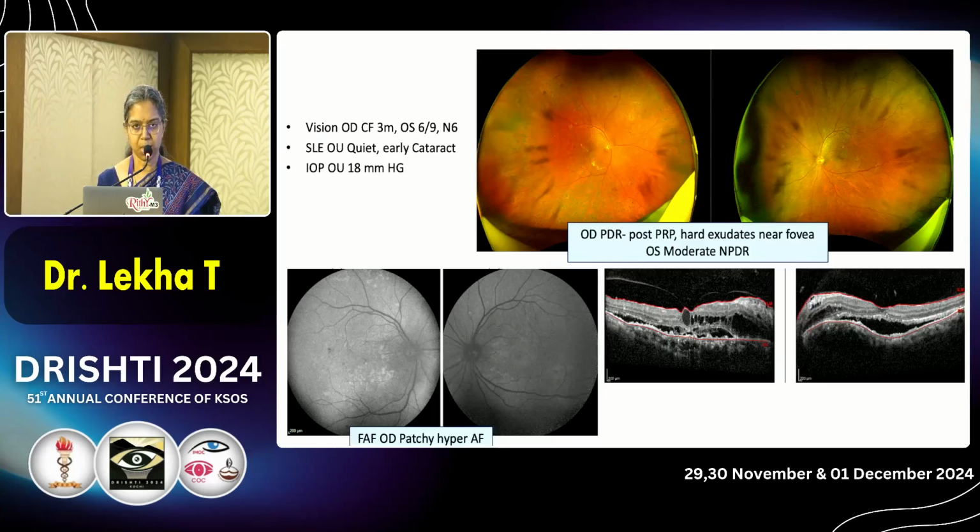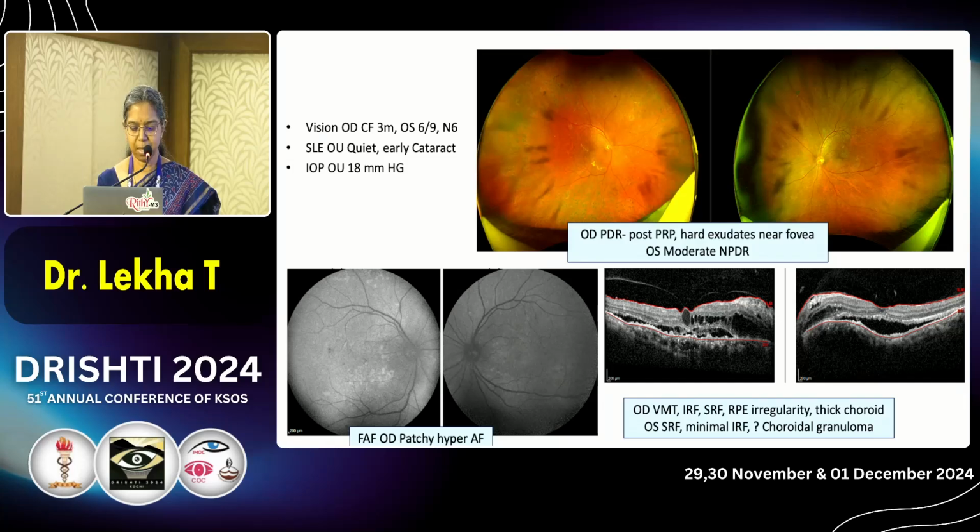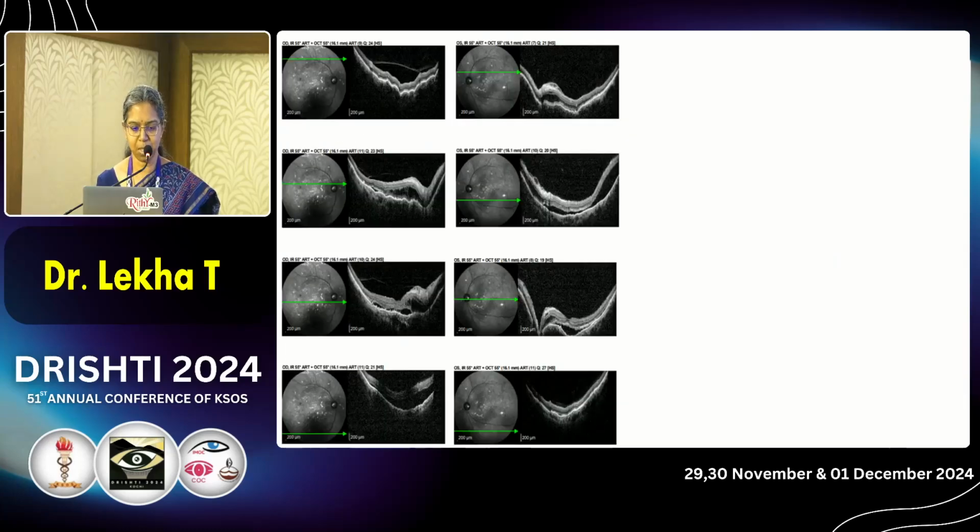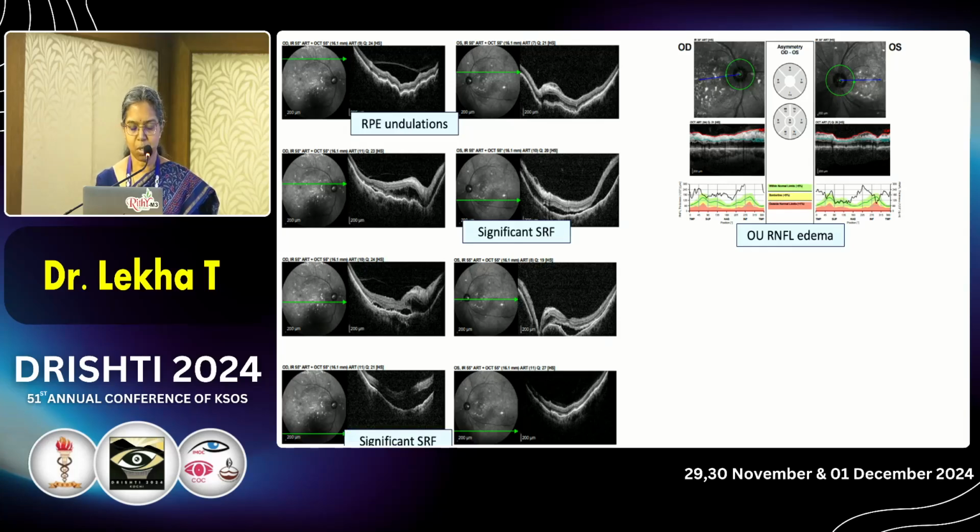However, OCT showed significant intraretinal fluid, subretinal fluid, hyperreflective irregular RPE, pachychoroid, and also in the left eye something like a choroidal granuloma. Again, it was a very confusing picture. Other OCT scans showed significant RPE undulations and SRF in both eyes. RNFL edema was also there in both eyes.